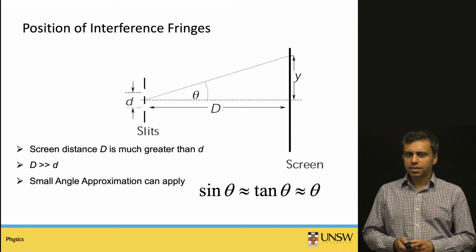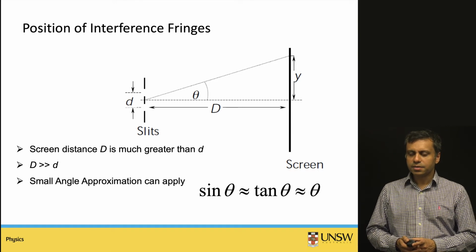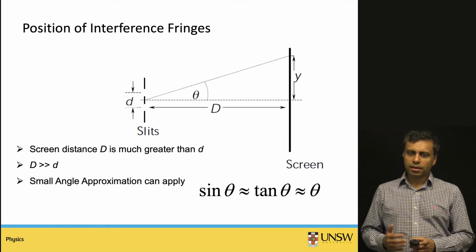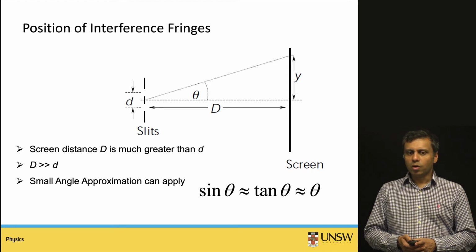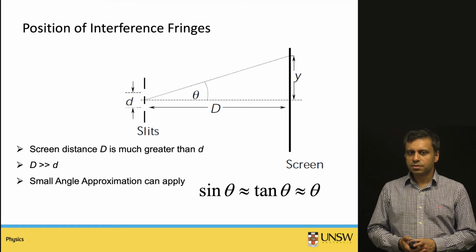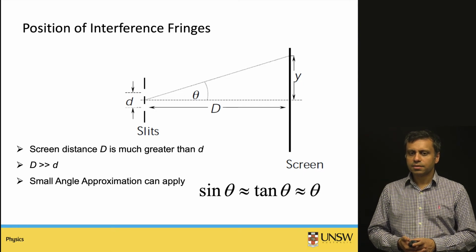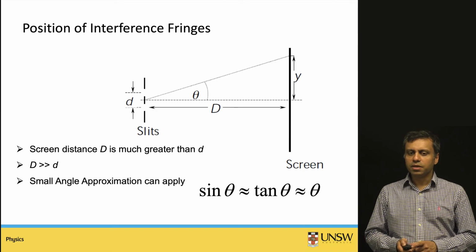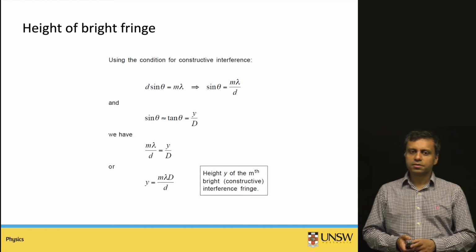And we have to assume in this case that big D is much greater than small d, which is a realistic condition in the experiment. The slits are very closely spaced and the screen is placed quite far away. So let us make the small angle approximation in this case, because capital D is much greater than small d, we can write sine theta equals tan theta, which is actually equal to theta, and then sine theta is given by y over capital D.